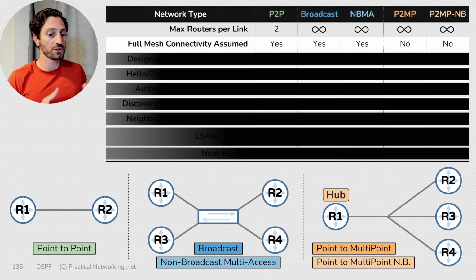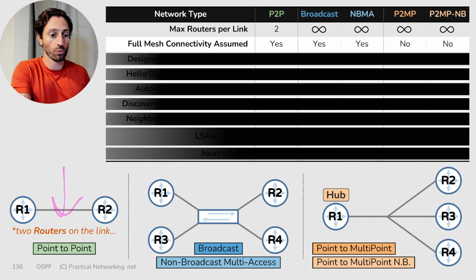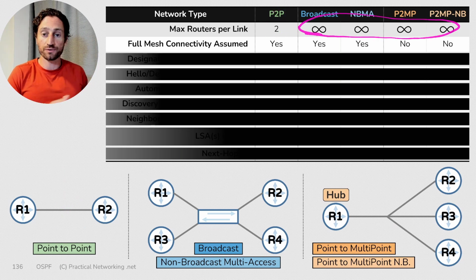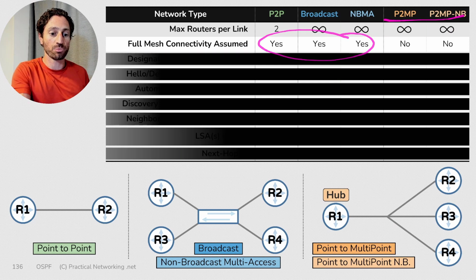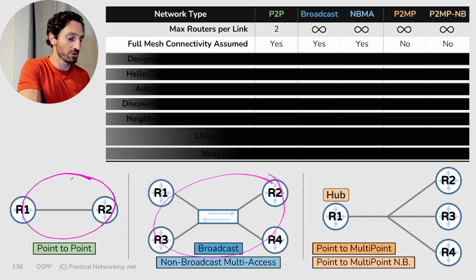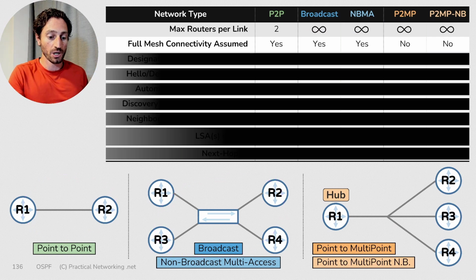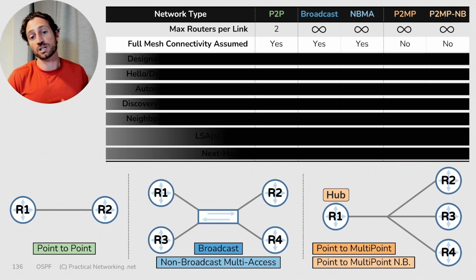And already, 2 entries in this table have been revealed, outlining the things that we've already discussed. Remember, we said that point-to-point networks have a maximum of 2 routers on the link, whereas there is no maximum for all the other 4 network types. Moreover, full mesh connectivity is assumed with all of the network types except our point-to-multipoint network types. Again, every router in either of these topologies can speak to every other router on the link, whereas hub and spoke, by definition, spokes can only speak to the hub, and the hub can speak to all the spokes, but the spokes can't speak to each other.